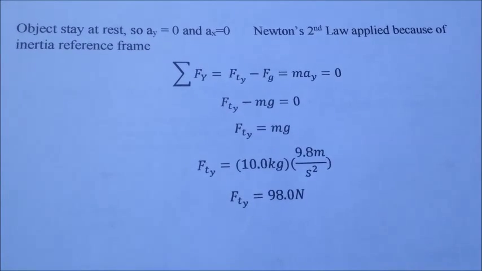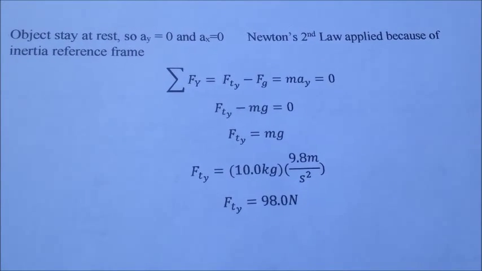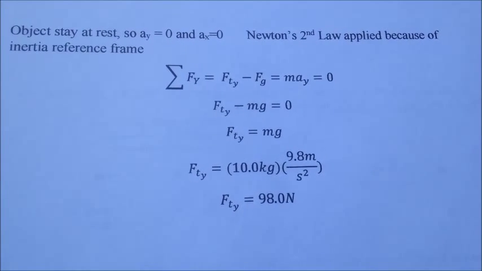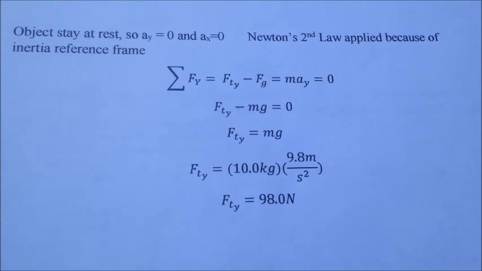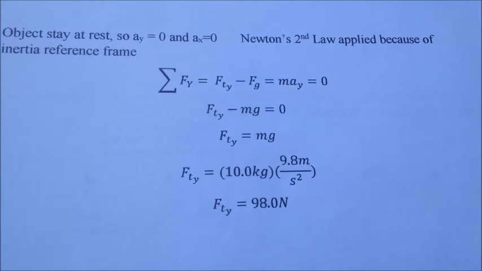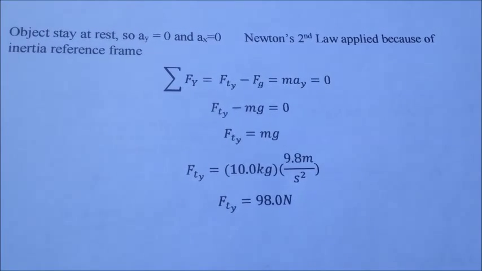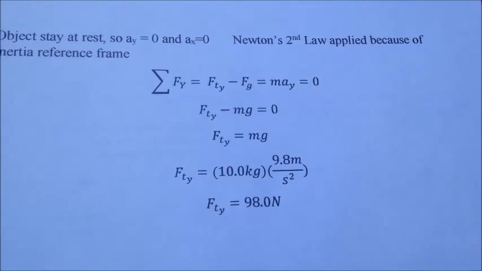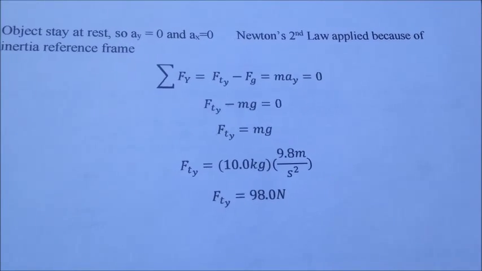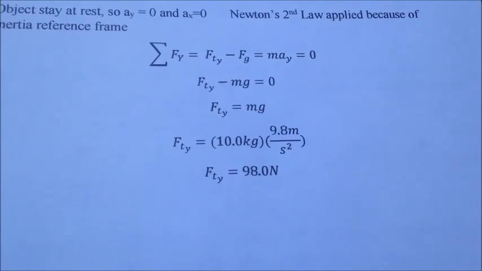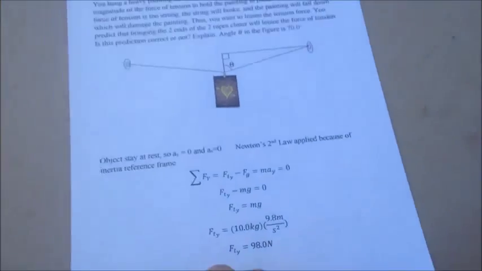The y component of the force of tension minus the mass times gravity is equal to zero. The y component of the force of tension is equal to mass times gravity. Mass times gravity is equal to 10 kilograms multiplied by 9.8 meters per second squared. The y component of the force of tension is therefore equal to 98 newtons.